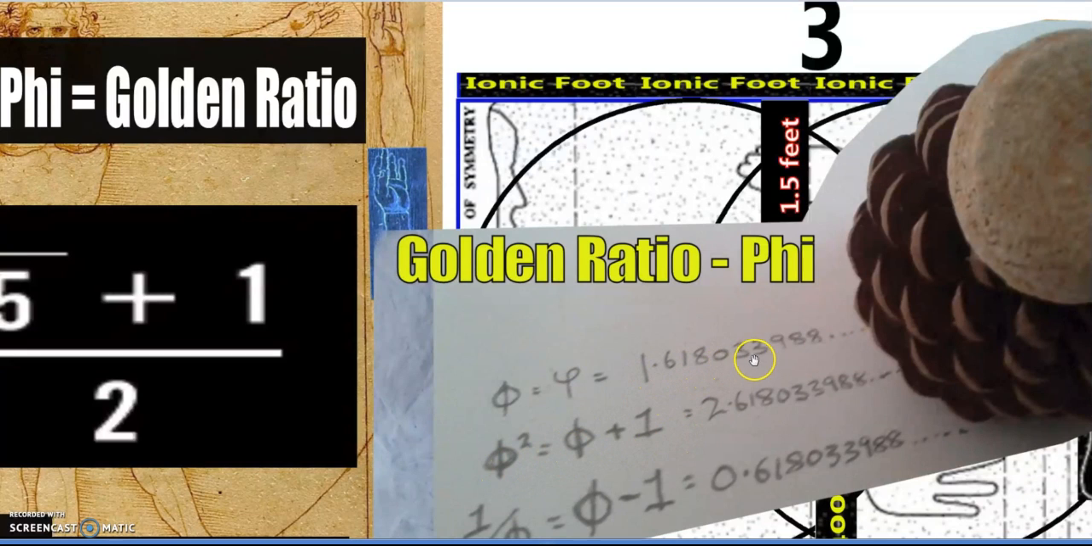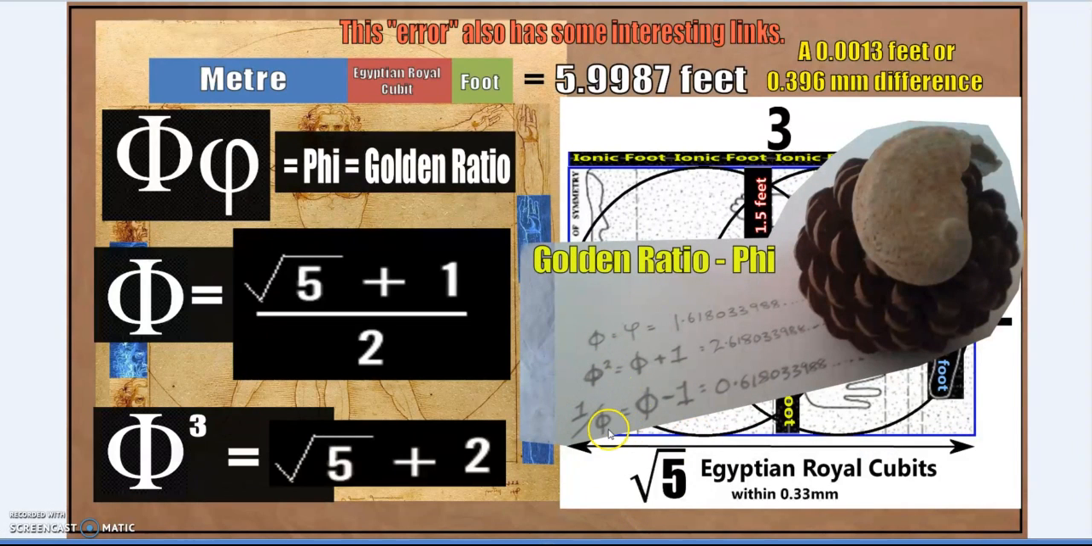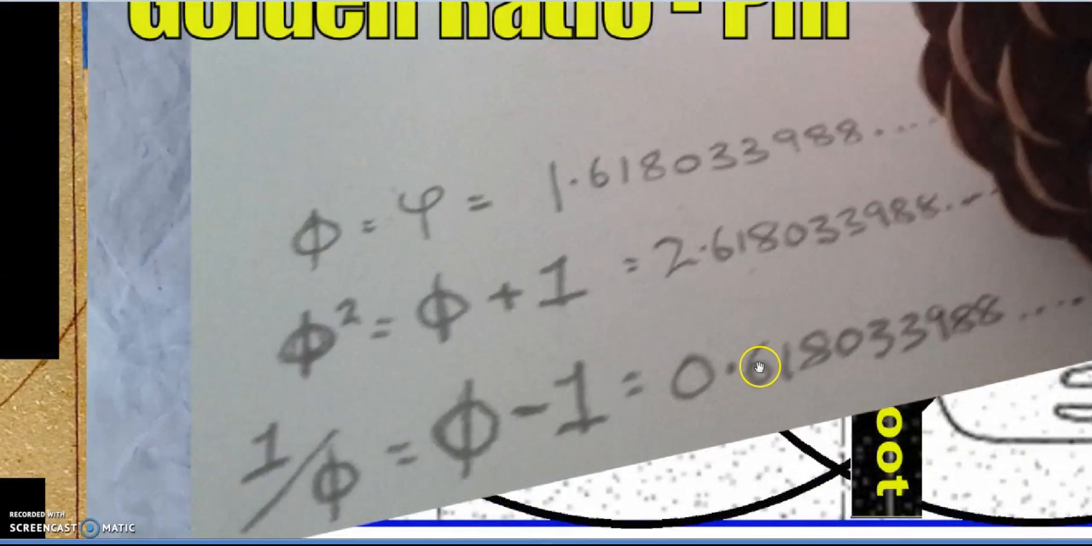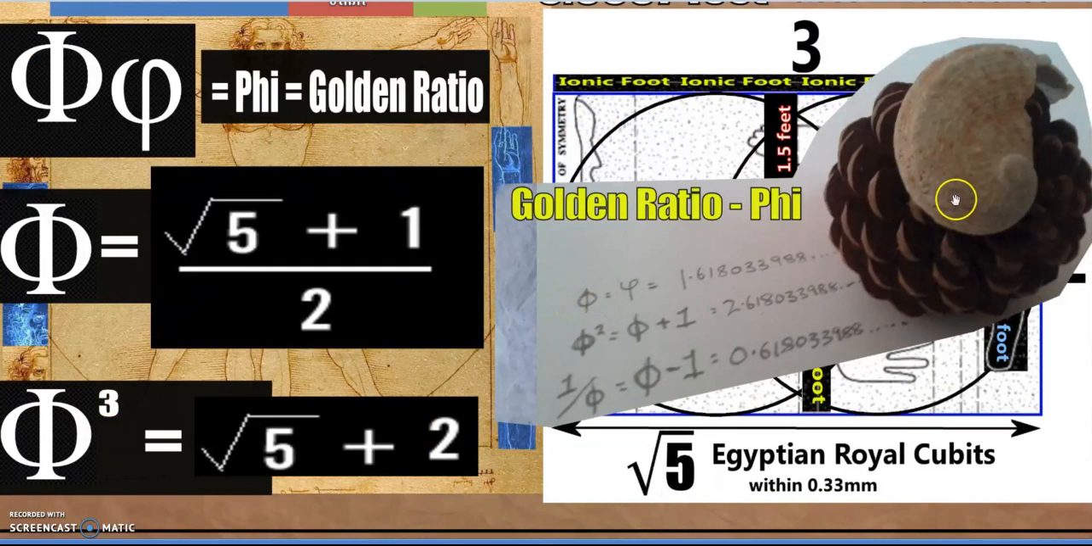So 1.618033988 plus 1 equals 2.618, which is phi squared. Phi plus 1 equals phi squared. 1 divided by phi equals phi minus 1, 0.618033988. This only happens with phi, and this is what makes this golden number, the golden ratio, so important.